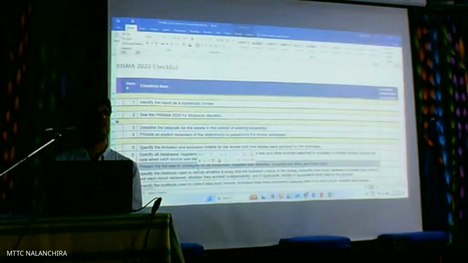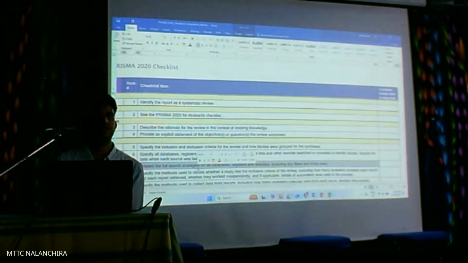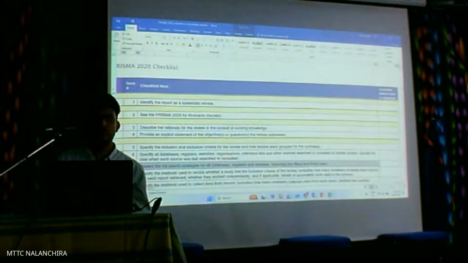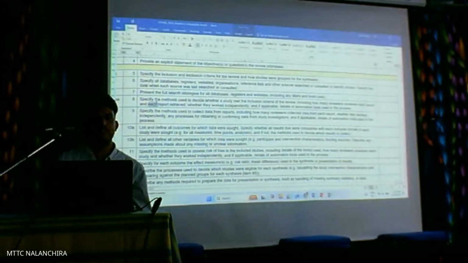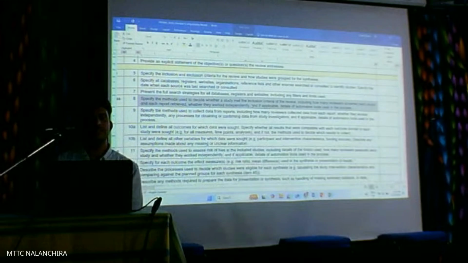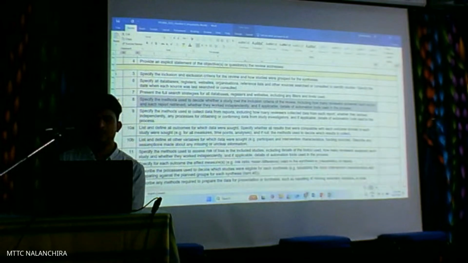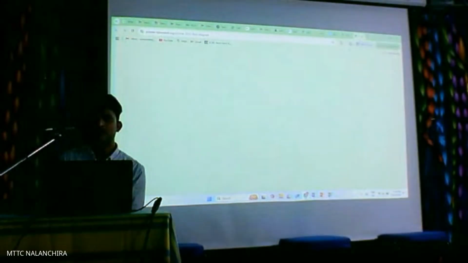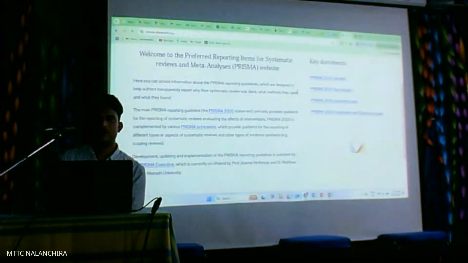Search strategies you have to describe. What Boolean searches have you used? How have you used them? All these you have to mention. Specify the methods to decide whether a study met the inclusion criteria. All these are the requirements. Now one more file we have. PRISMA.